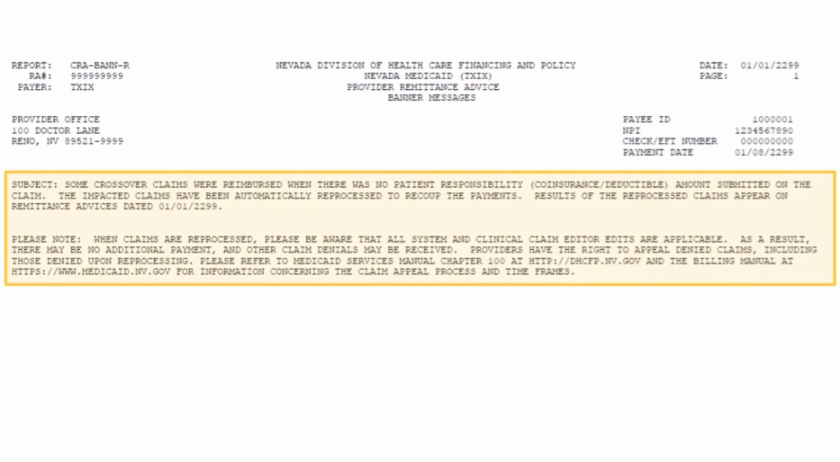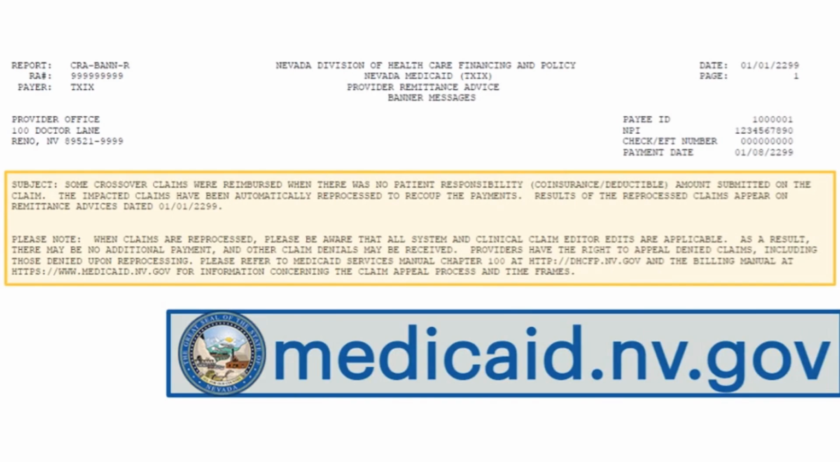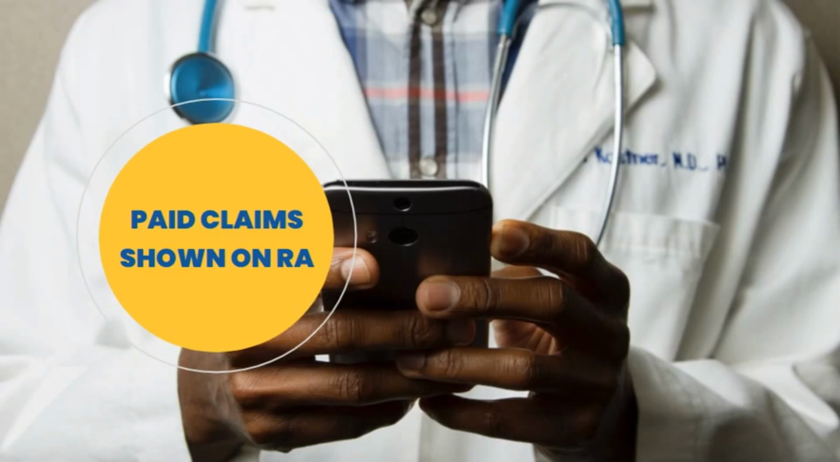Your weekly remittance advice may include important announcements for providers and billing staff found on the banner messages page. These are messages sent to providers that will cover things related to claims being reprocessed, policy changes, rate implementation, etc. The messages found here will also likely be a web announcement on the Nevada Medicaid website, medicaid.nv.gov.